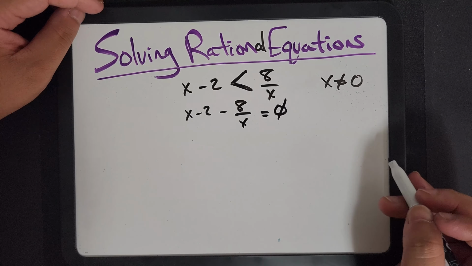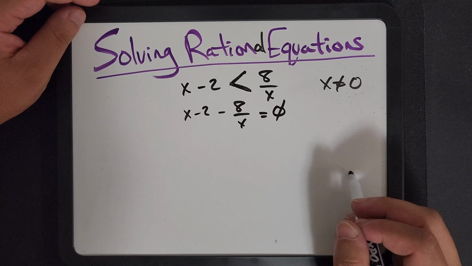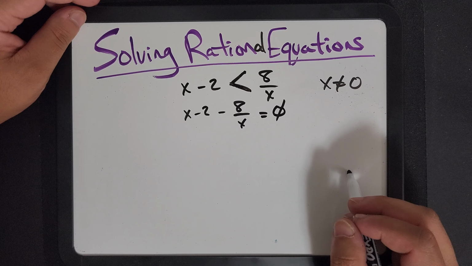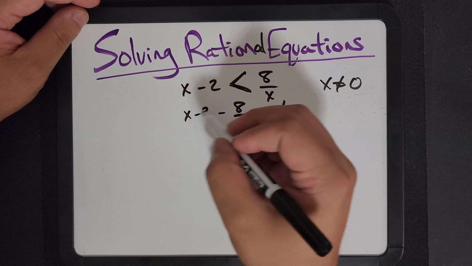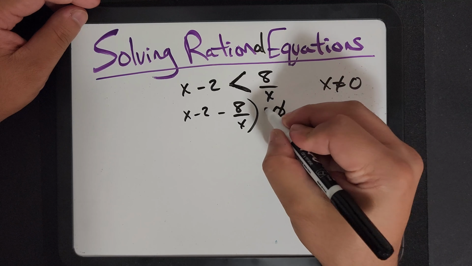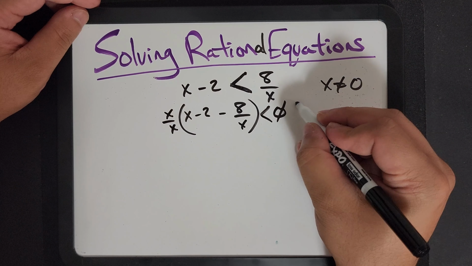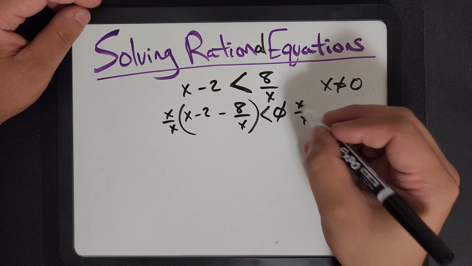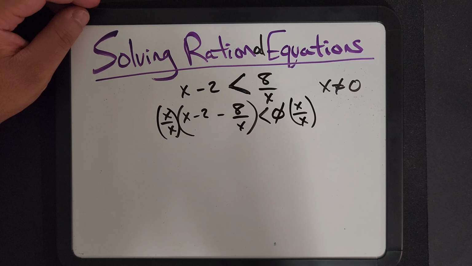And that leaves me with, what I'm going to do is multiply all the items here. I don't know why I put equals. It should be like that. x over x, and both sides x over x, so I can multiply by 1.